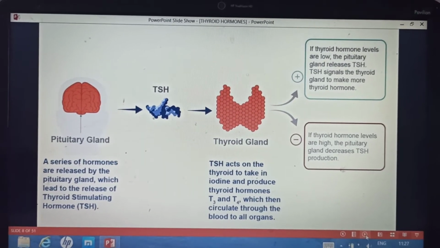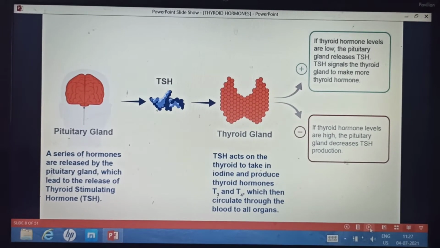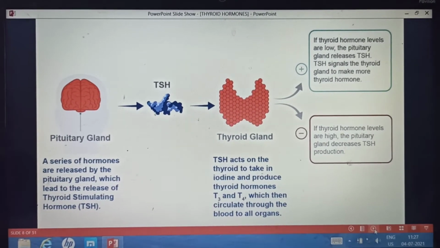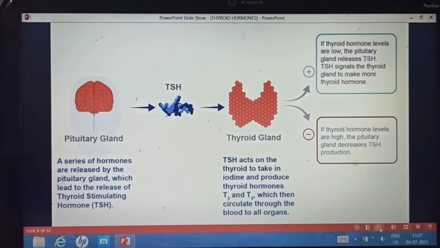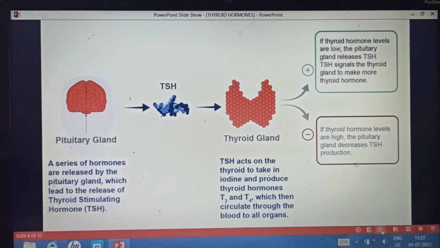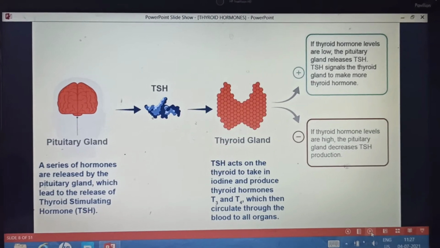In this slide it is shown that the pituitary gland secretes a lot of hormones. TSH is one of them. TSH acts on the thyroid gland and produces T3 and T4, which circulate in the body.